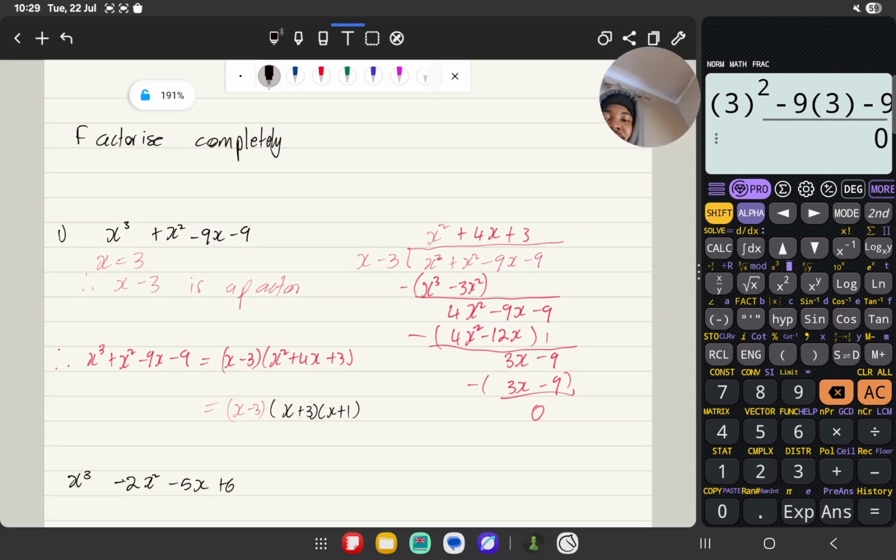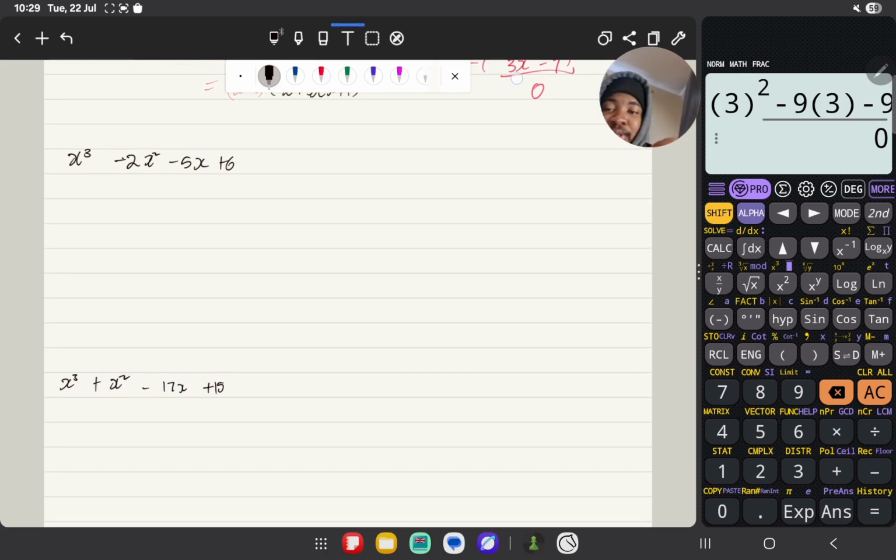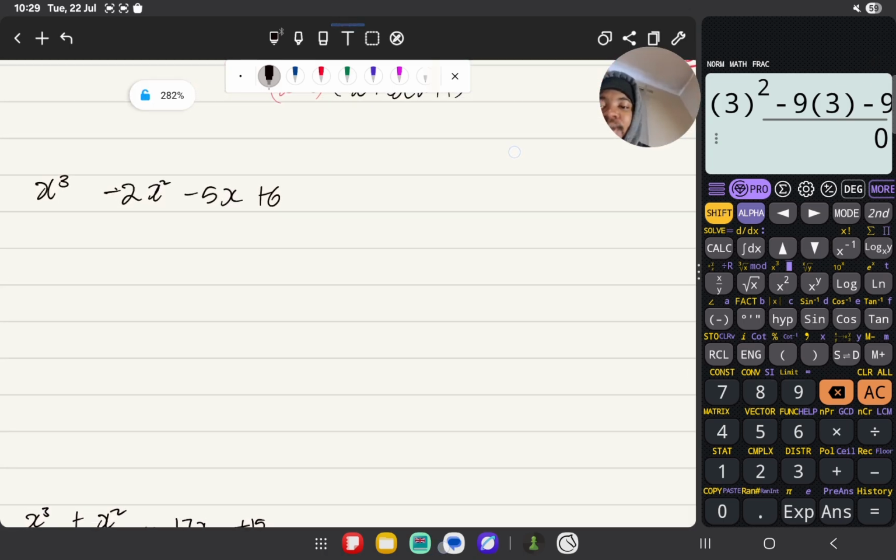So let's cook. For this one, let's do the same thing. You have x to the power of 3 minus 2x squared minus 5x plus 6. So now let's test the numbers. You can't start with 0, of course, because 0 won't give you the factor. 1, 1, 1.